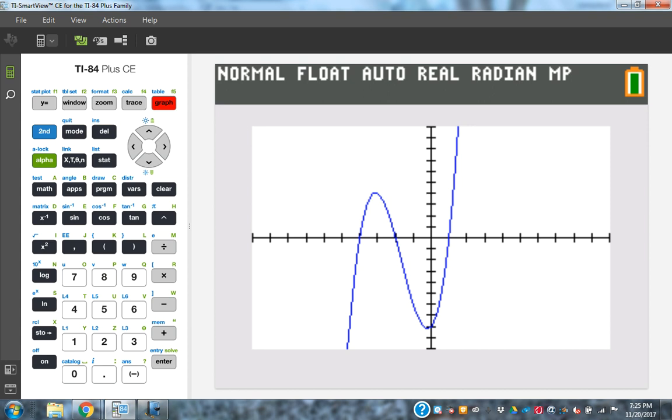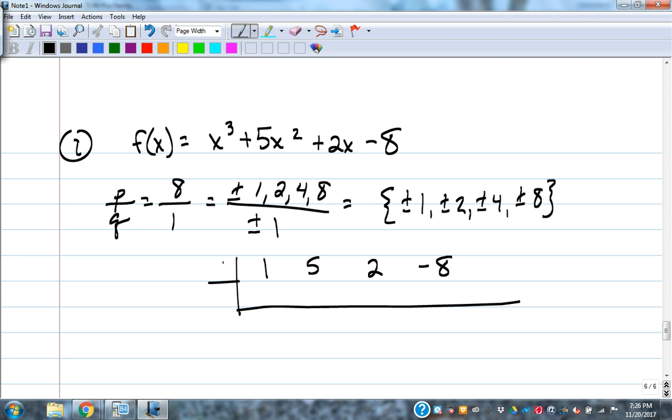I usually pick the positive one if I got a choice. That way I don't have to deal with a negative sign. And there's always a chance of me messing up a sign if a negative is involved. So I'm going to do synthetic division with positive 1 because the graph crossed the x-axis at positive 1. Run that through. And there's the 0.